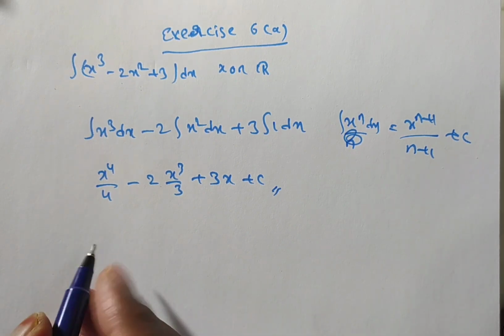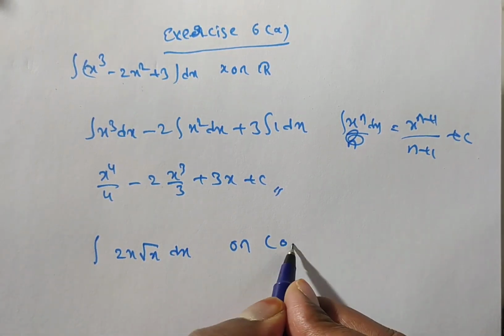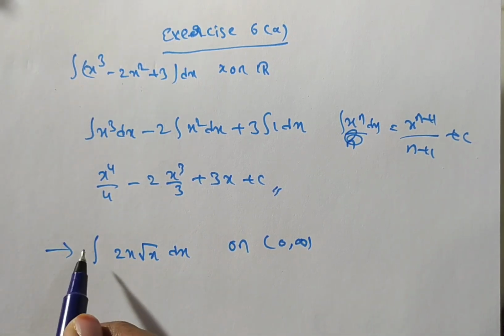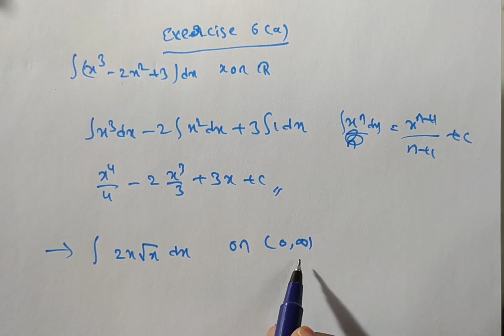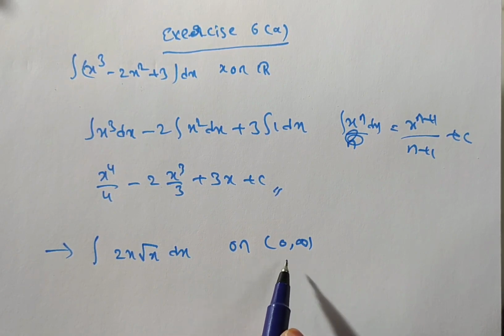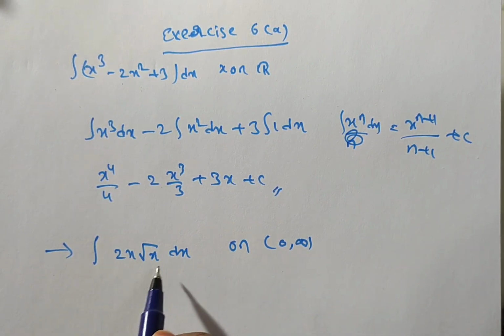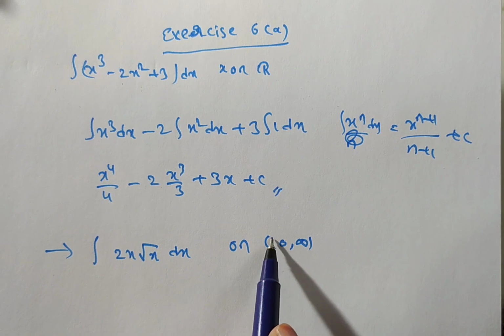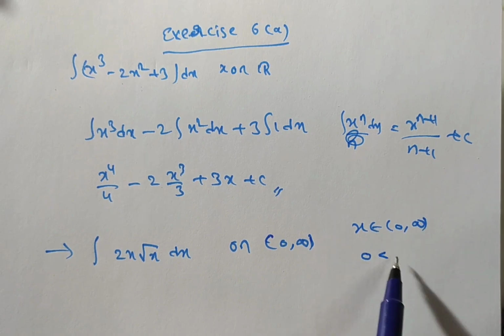Next, another problem. Find integral of 2x root x dx on 0 comma infinity, x belongs to 0 comma infinity. Friends, you see, here they have given an interval. This interval is also very important, because in the next units we will discuss the interval of the given function. They will ask why they have given the interval: it means that in this interval only the function will exist, otherwise you cannot do the integration, right? For example, if x is equal to 0, is 0 there in the open interval? Is 0 available? No. Suppose x belongs to 0 comma infinity, that is nothing but 0 less than x less than infinity.